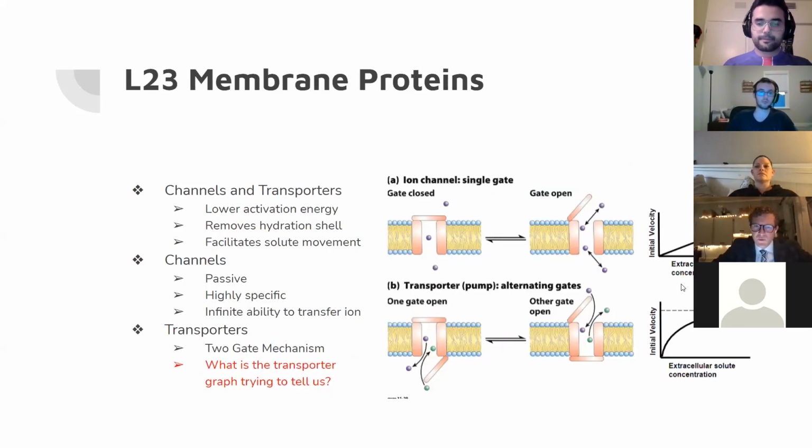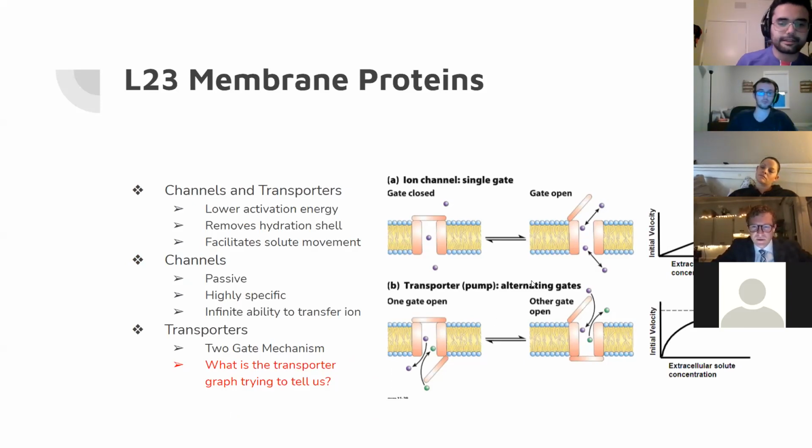Could you explain why? It doesn't really make sense to me. If it's something where it's just one gate, and it's got to go with a concentration gradient, why does it not level off at a certain point? And why does the pump not just keep going?